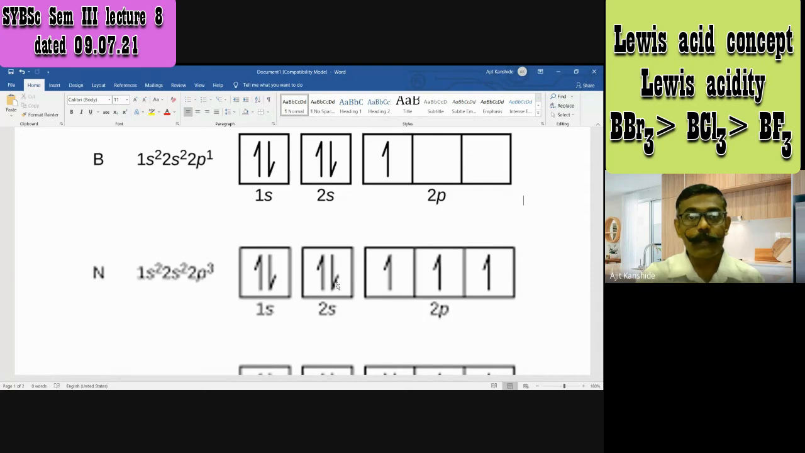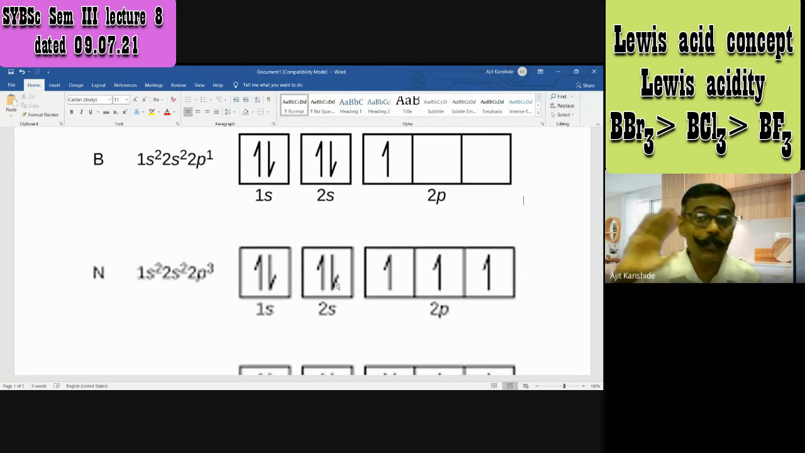Now come to nitrogen. Nitrogen already has three electrons available. But in case nitrogen has to make electrons available, which electrons would nitrogen have to shift? Say 2s. But where will it shift? The 2p orbitals are already completely half filled. There is no place to make unpaired electrons available in 2p.